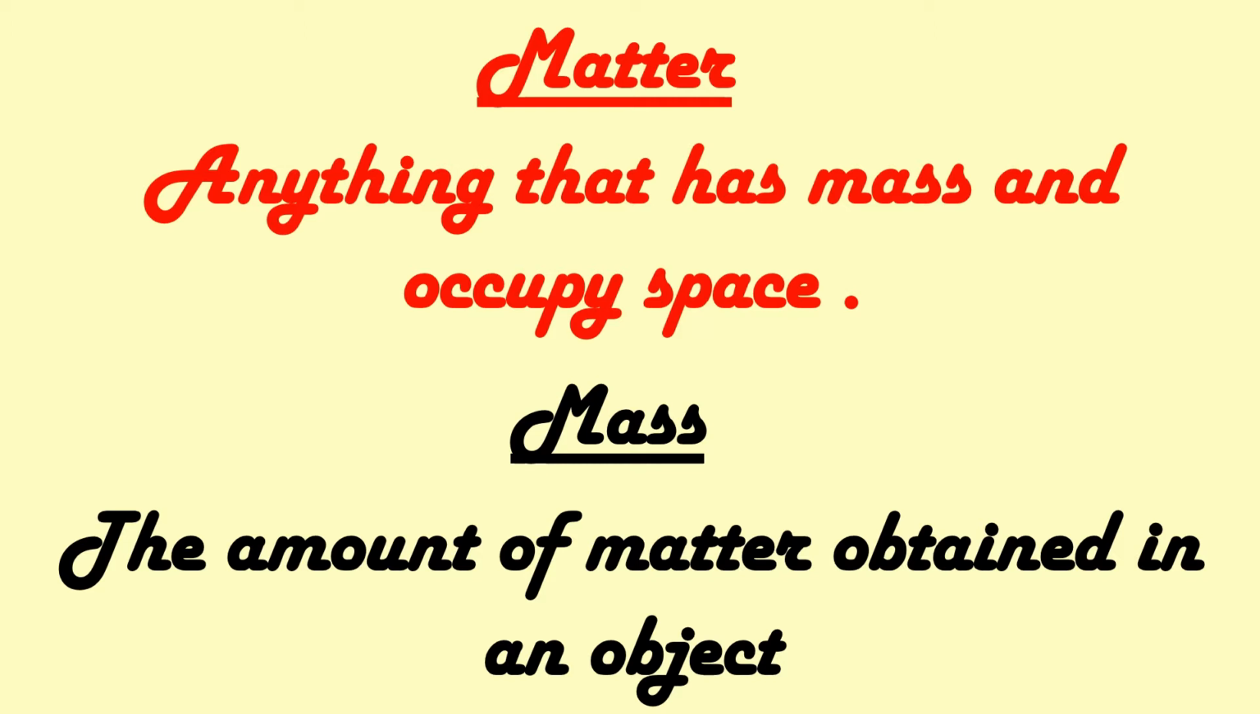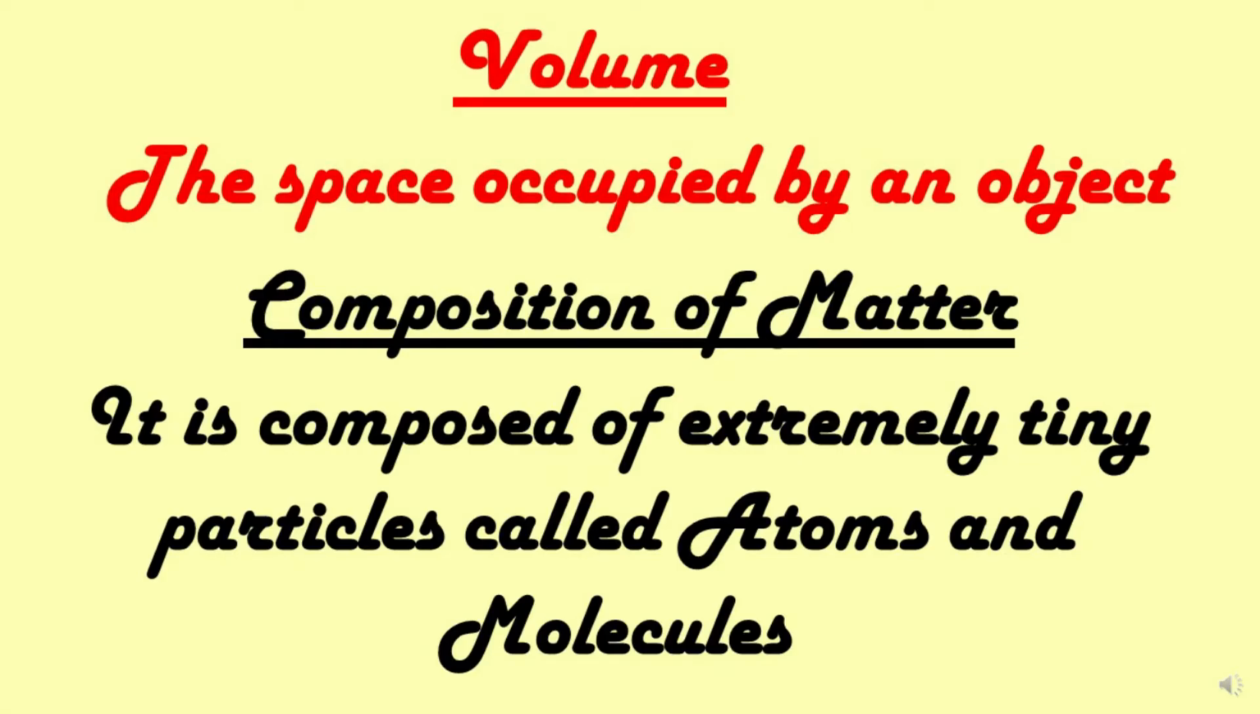Let's check out what is mass. Mass is the amount of matter contained in an object. Next, we'll check out what is meant by volume, the space occupied by an object. Next is about the composition of matter. It's composed of extremely tiny particles called atoms and molecules.